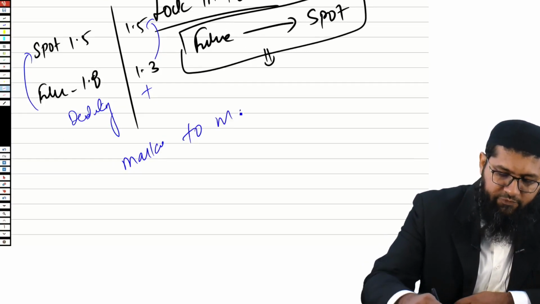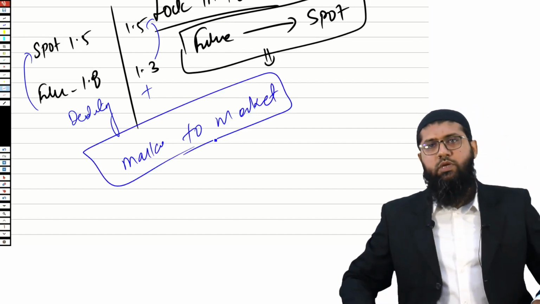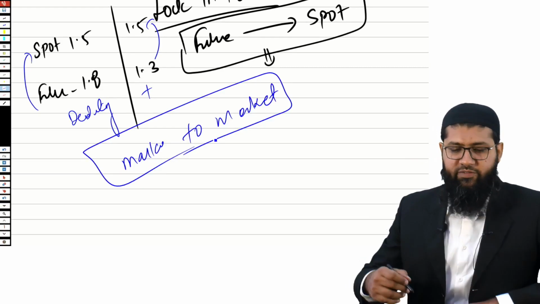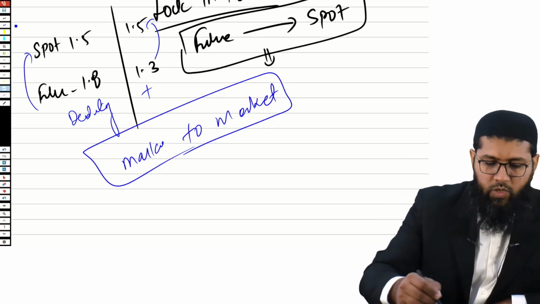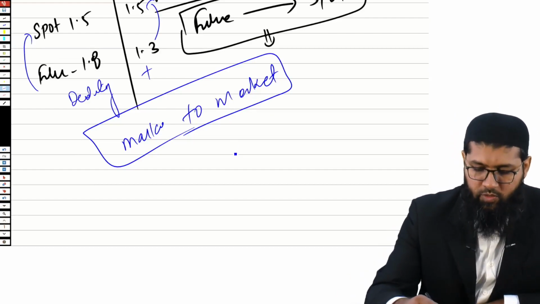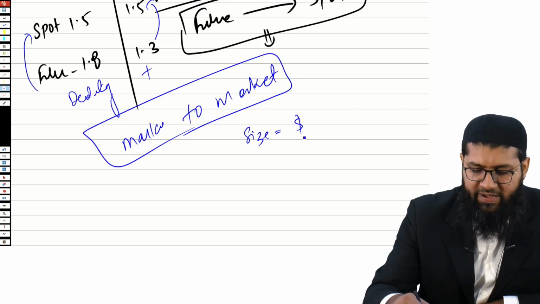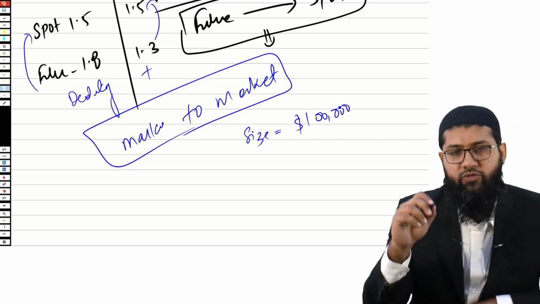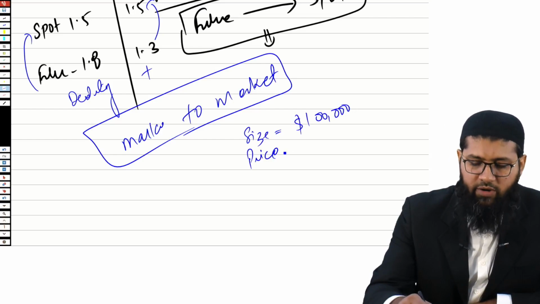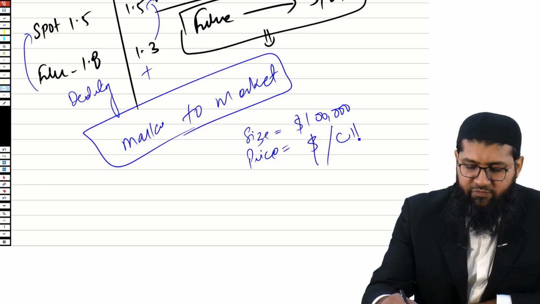The concept of mark-to-market is this. I repeat, the concept of mark-to-market is this. For example, the size of the future contract is $100,000. And the contracts are priced as, let's say, dollar upon CHF. Example is this.